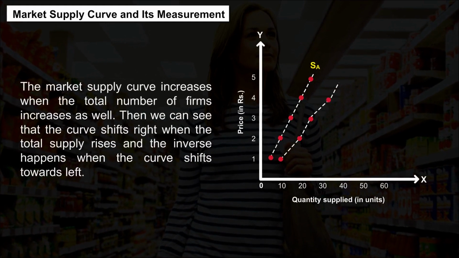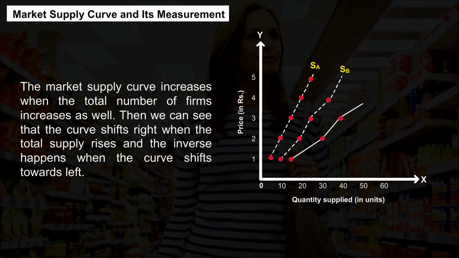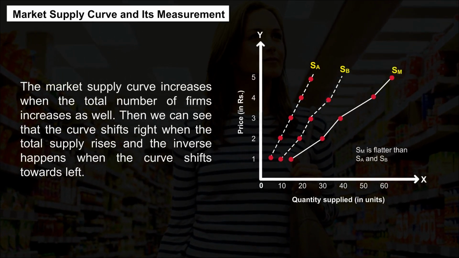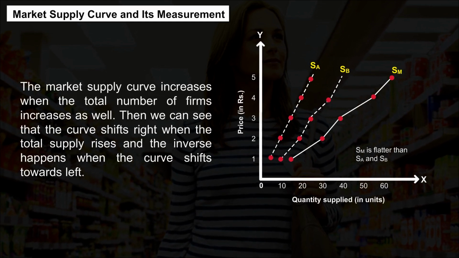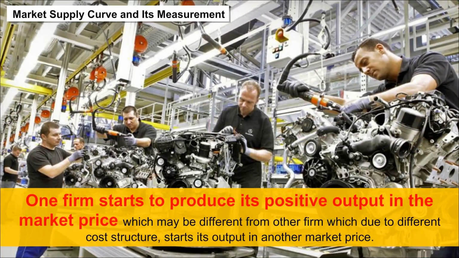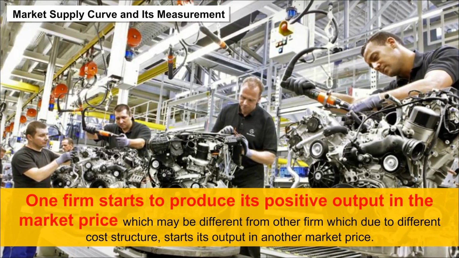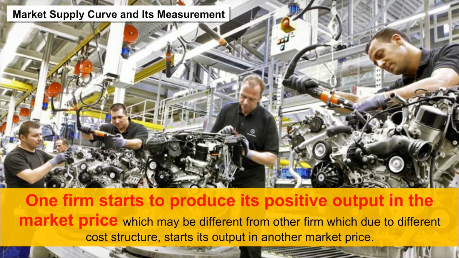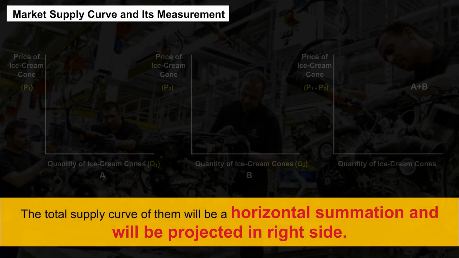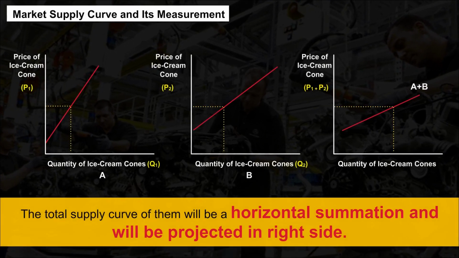The market supply curve increases when the total number of firms increases as well. Then, we can see that the curve shifts right when the total supply rises, and the inverse happens when the curve shifts towards the left. One firm starts to produce positive output at a market price which may be different from another firm, which, due to a different cost structure, starts its output at another market price. The total supply curve of them will be a horizontal summation and will be projected on the right side.